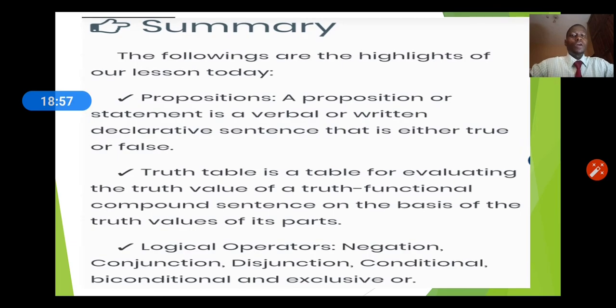The summary, of course, of what we have done today is talking about propositions. We've talked about what a proposition is. We've mentioned the truth table. We've talked about different logical operators, which we also call logical connectives.